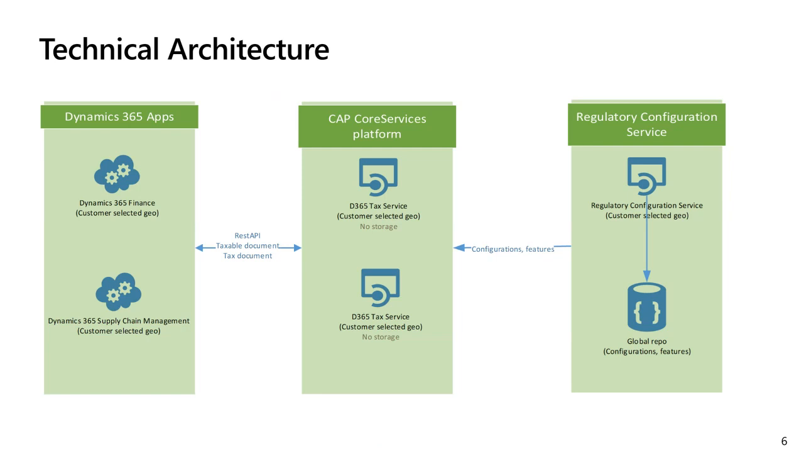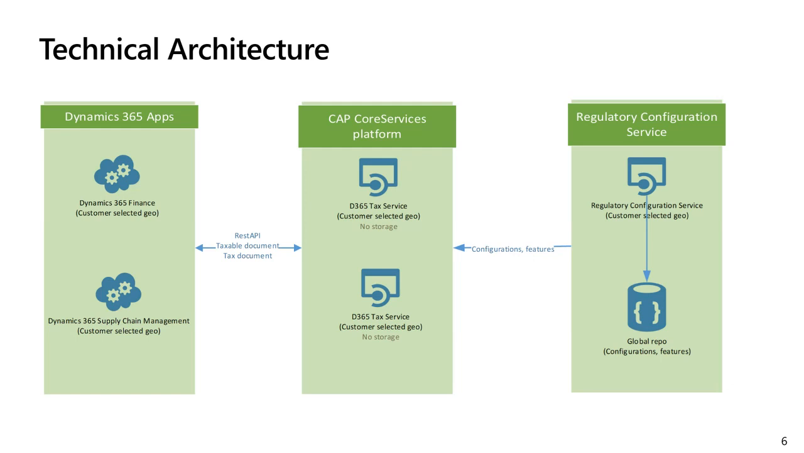The configuration work includes configuring how tax will be calculated and how tax will be determined. So the work will be done here. The second component is our tax service, which is built upon the CAP core service platform. And the third one is Dynamics 365 apps. These are the existing ones, and we build integration inside them to connect our Dynamics 365 apps with our tax service.